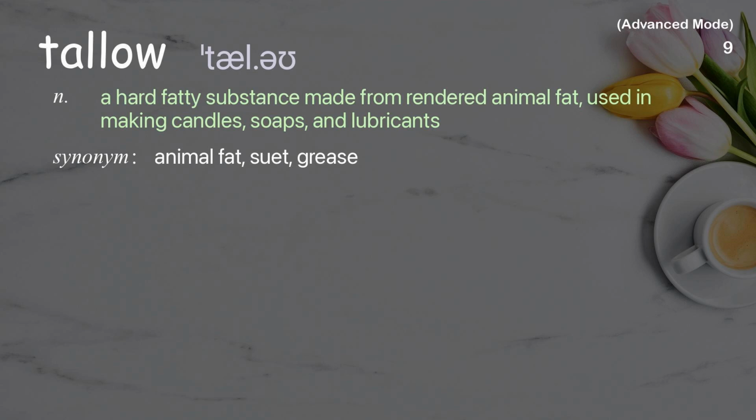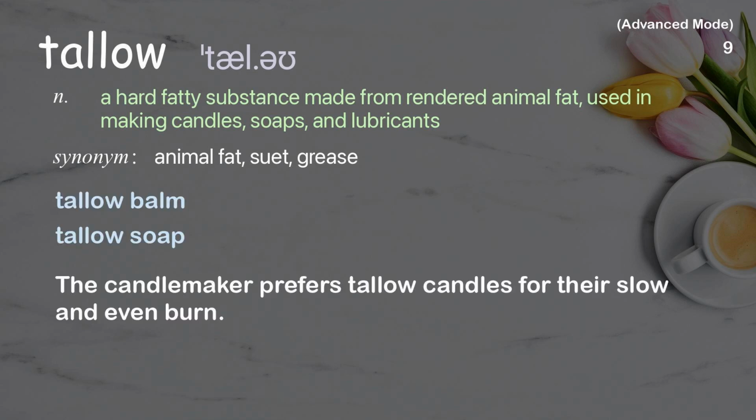Tallow. A hard fatty substance made from rendered animal fat, used in making candles, soaps, and lubricants. Examples: Tallow balm. Tallow soap. The candle maker prefers tallow candles for their slow and even burn.